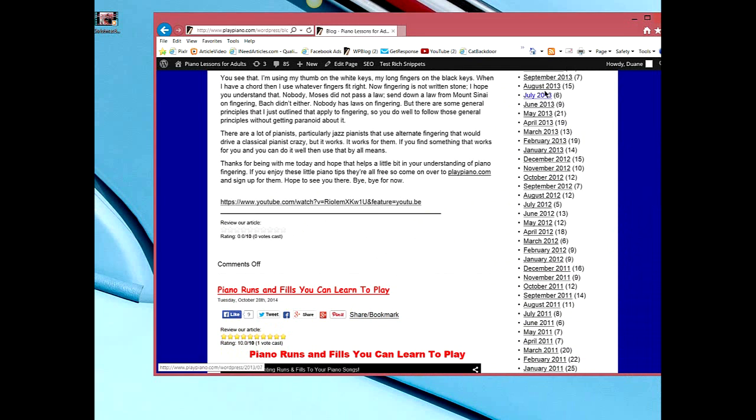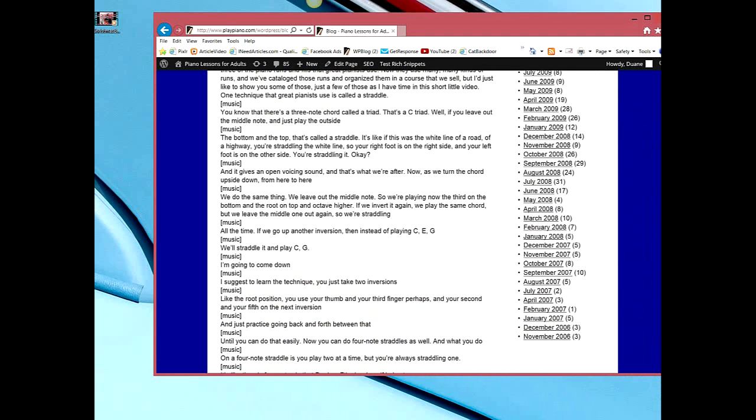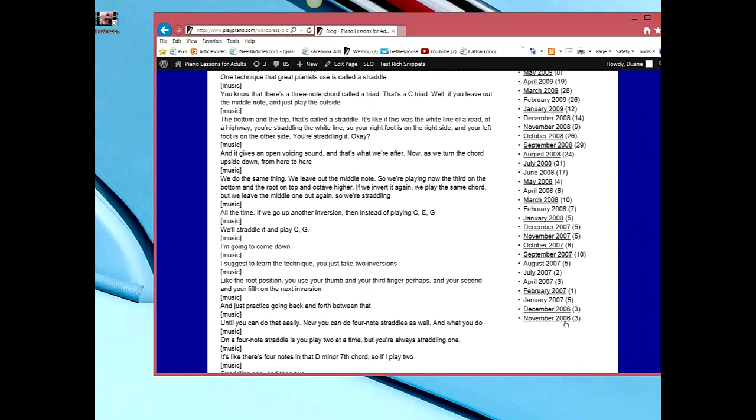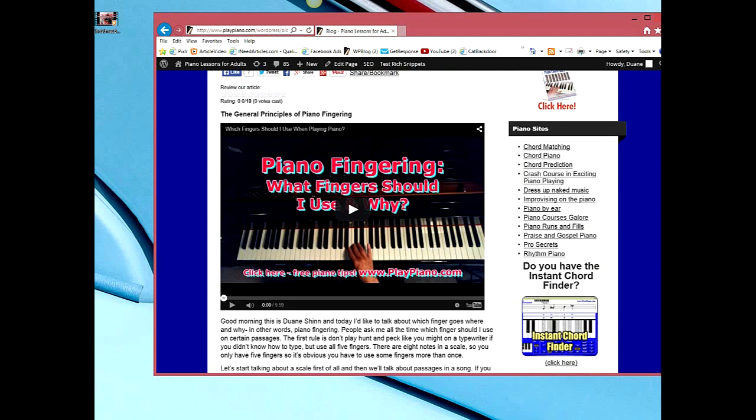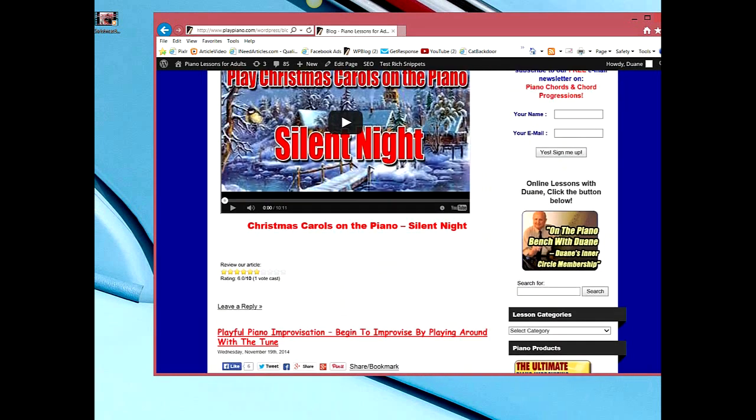But look at all the archives here. September 13th, March 12th, May 2011. It goes back to, wow, I've been at it for a while, haven't I? November 2006, and this is 14. I've been at it a long time. In any case, you ought to know about that. It's real easy to find.